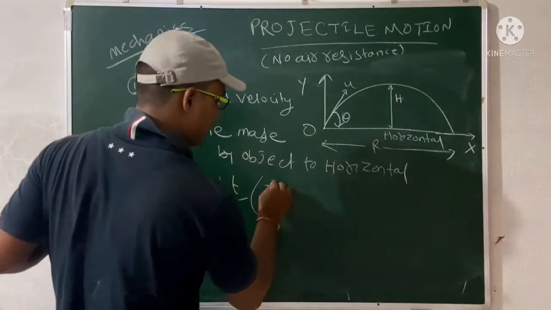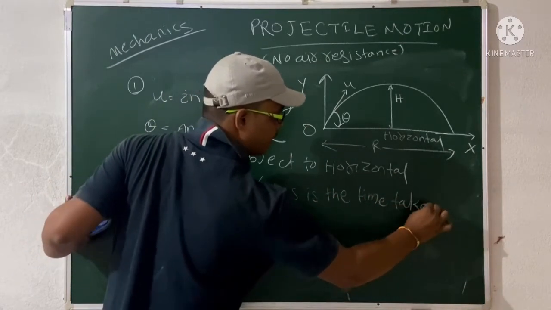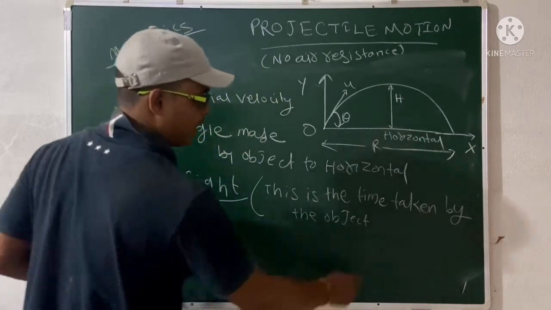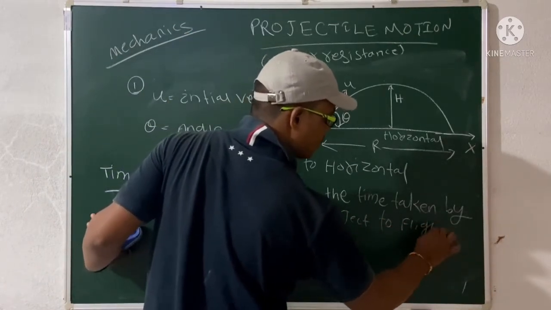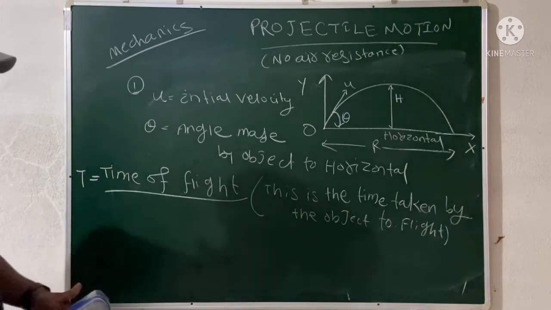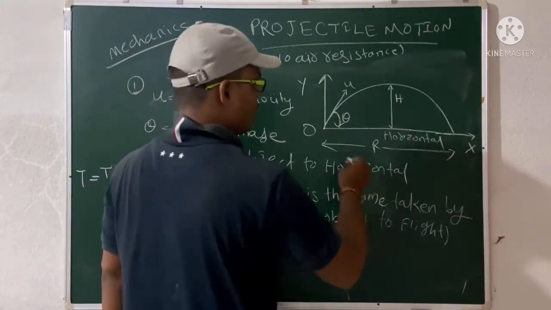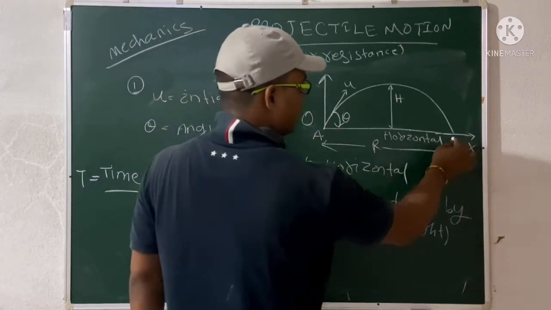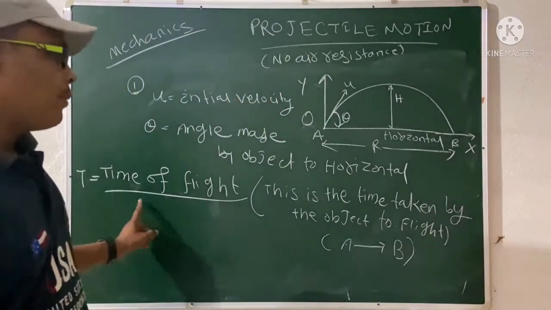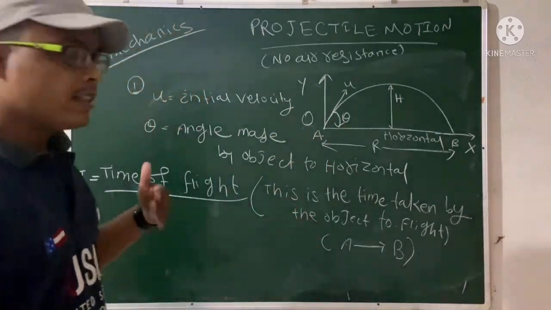This is the time taken by the object in flight. Okay, so this is the total time. So t is the time of flight. So what is the time of flight? This is the time taken in flight. That means to reach from point O, O is the object, this point is A and this point is B. So that means A to B. To travel from A to B, how much time will it take? So this is the time of flight, right? How much time will the object take to reach from A to B? We'll calculate this time. Okay.